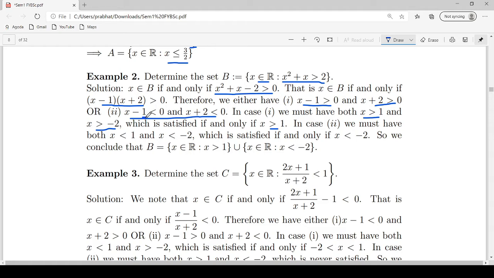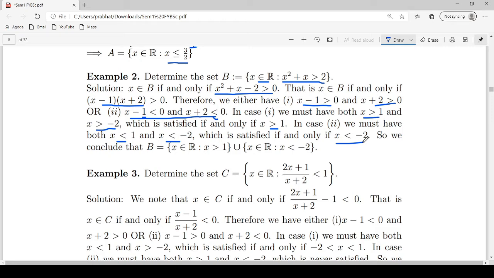Now in case 2, you have x minus 1 is less than 0. It will imply x is less than 1. And x plus 2 is less than 0 will imply x is less than minus 2. So you have x is less than 1 and x is less than minus 2. But minus 2 is less than 1. So you can simply say it will hold if and only if x is less than minus 2.